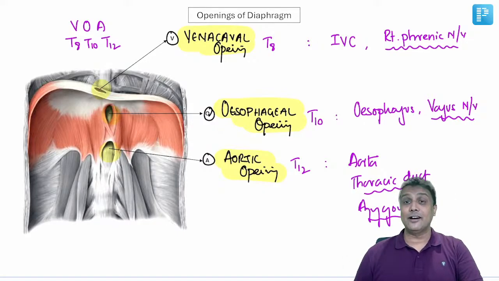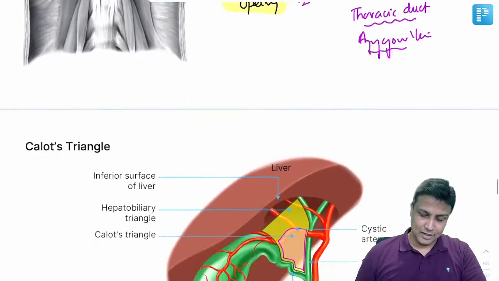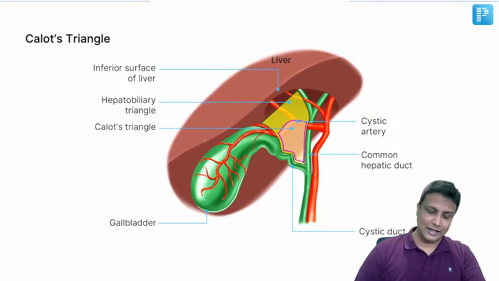So that is about the major openings of diaphragm. You have to remember all the openings, at which level they are present, and what structures are passing through them. Now, recently they have also asked about the Calot's triangle. Can you please look at this diagram and tell me where exactly you have the Calot's triangle?